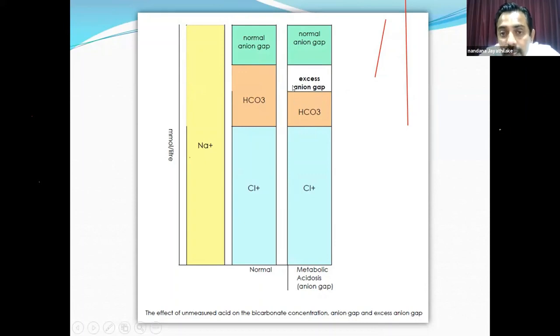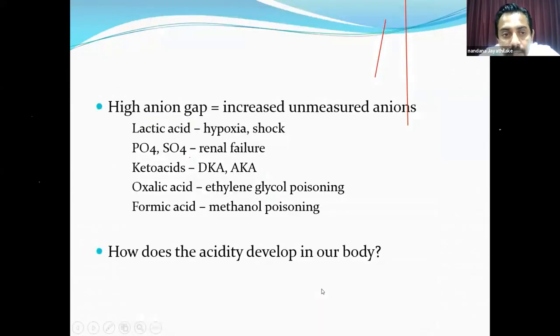We have to measure this anion gap to see what causes metabolic acidosis. Some of these anions might have caused metabolic acidosis. That is what we are going to look for. That is called anion gap. So we have a high anion gap. We have unmeasured anions in our body, but there are increased unmeasured anions. They are lactic acid due to hypoxia and shock, phosphate and sulfate probably in renal failure, and ketoacidosis, which could be diabetic ketoacidosis or alcoholic ketoacidosis, and oxalic acid like in ethylene glycol poisoning, and formic acid in methanol poisoning. So this is a high anion gap.